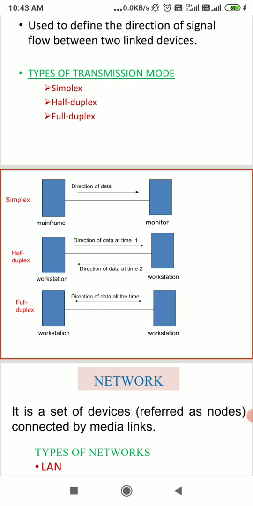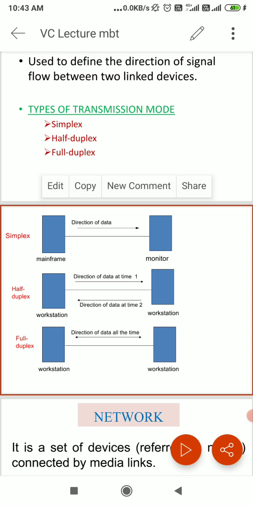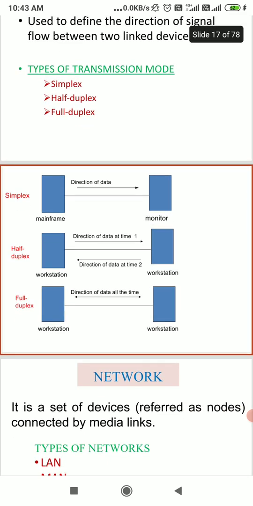You can see here the simple diagram for explanation purposes. What we can say about the simplex system, where information is communicated only in one direction. मेन फ्रेम से मॉनिटर की तरफ जा रहा है. So what we can say, in the simplex system information is communicated only in one direction. For example radio, TV broadcasting, which will only transmit, they cannot receive.